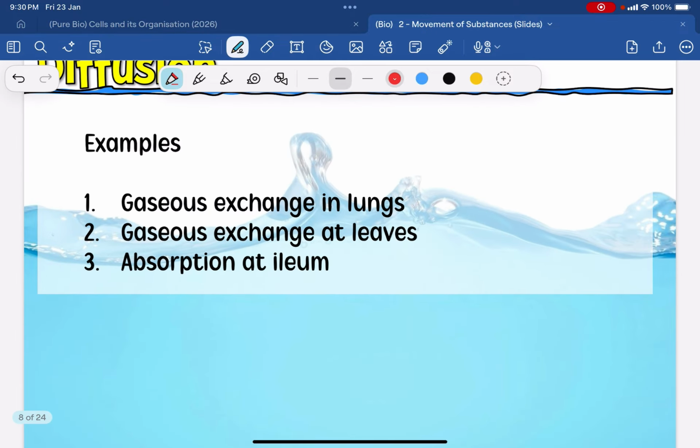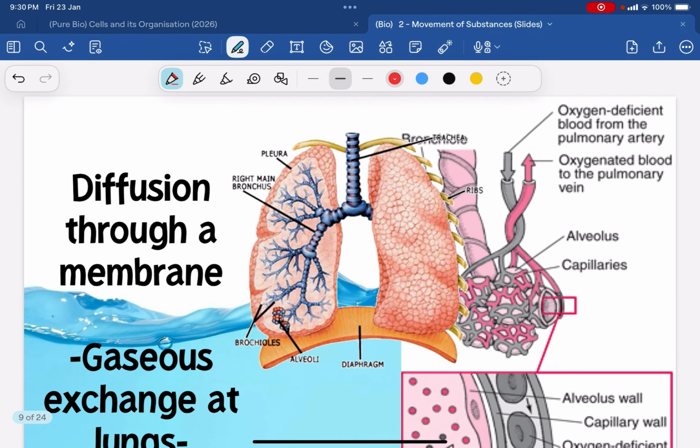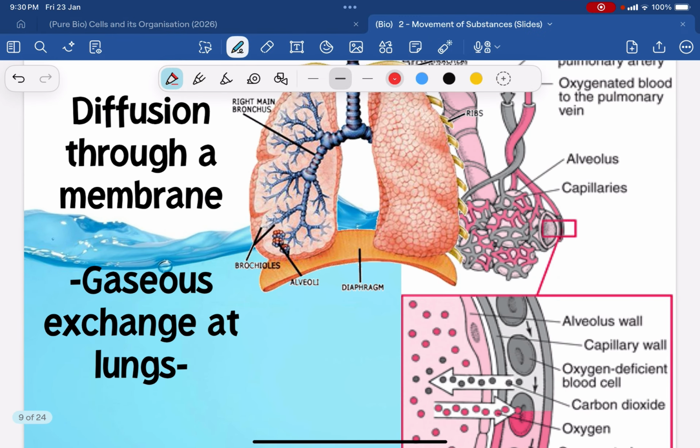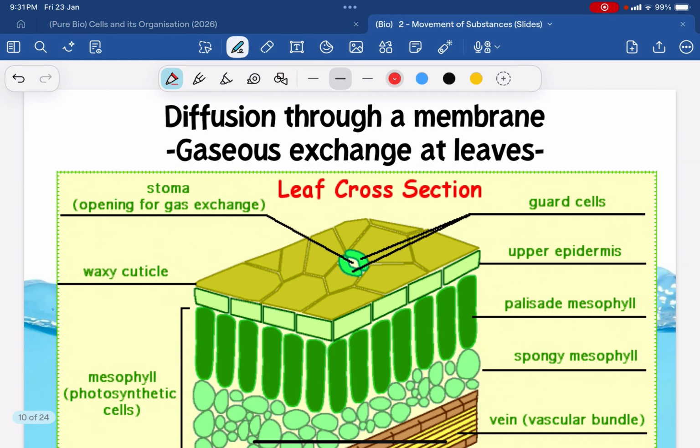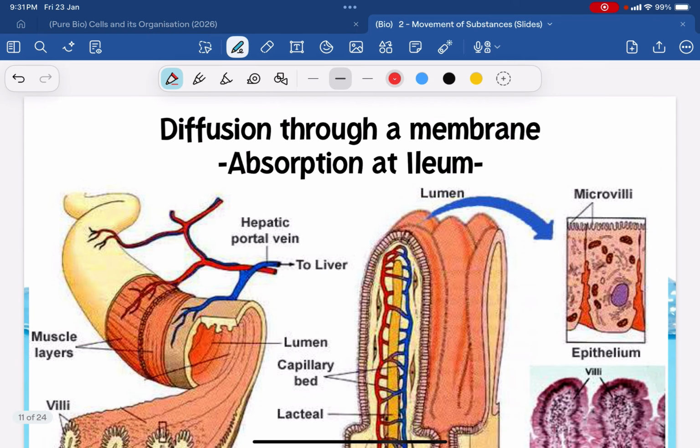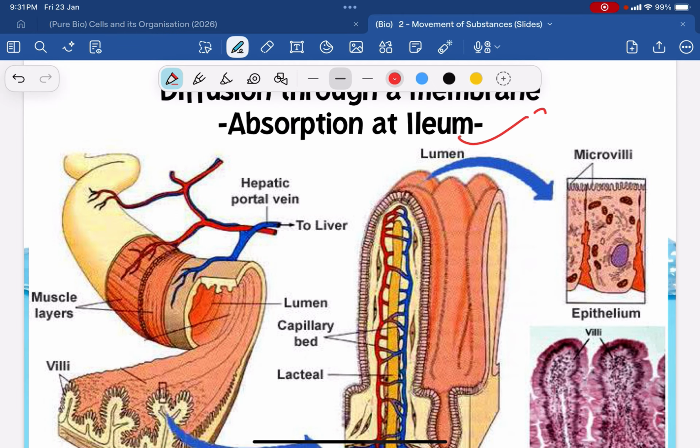So for diffusion, a few examples will be the gaseous exchange in lungs, at the leaves, and the ileum. Let's cover them briefly. Please do not memorize them, alright? If it's a new situation, you'll be given a story to read. Through a membrane, gaseous exchange in the lung, we talk about how the oxygen is being taken in and how carbon dioxide is being removed from the lungs. Through the membrane, gaseous exchange in the leaf is at the stomata, where we talk about diffusion of the carbon dioxide as well as the diffusion of the oxygen gas. Through a membrane at the ileum, which is the small intestine, we are talking about the absorption of the end products of digestion.